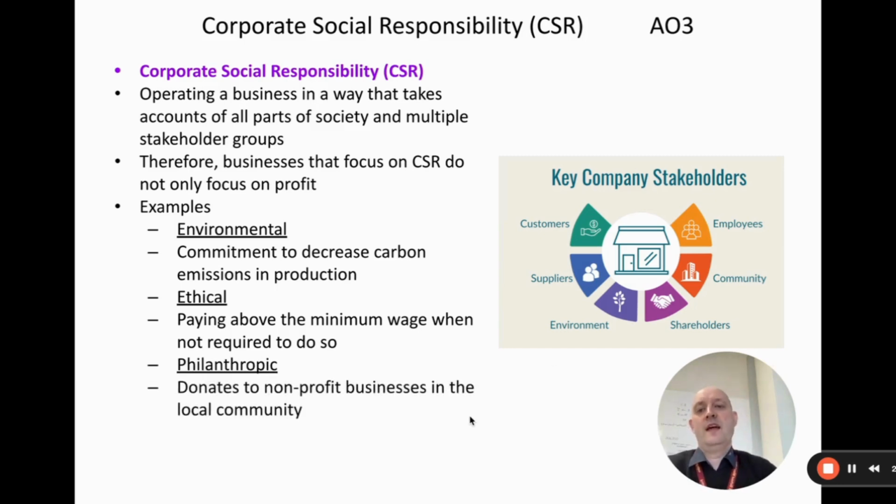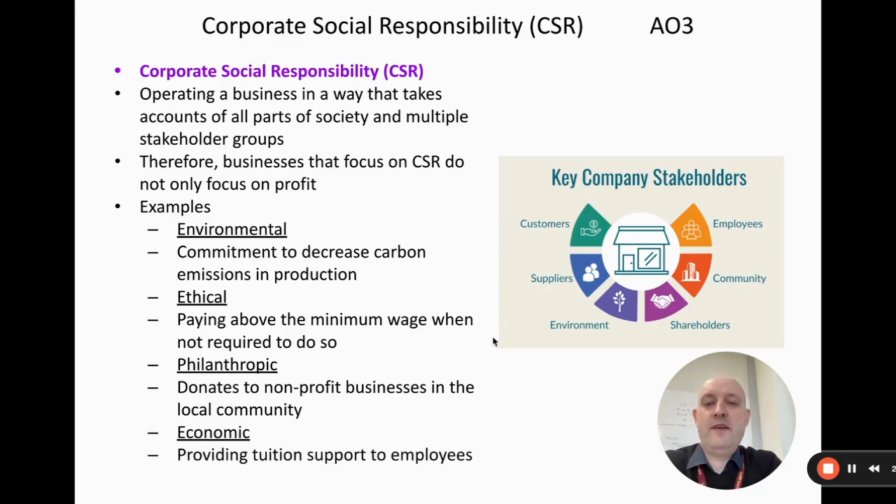Another one might be philanthropic, which is when they donate to non-profit businesses in the local community. So they identify some charities in the local community and they choose to donate money to them. So this might be community as a stakeholder. And then finally, one might be economic. So maybe they're going to provide tuition support to employees. And again, this would be one that targets employees.